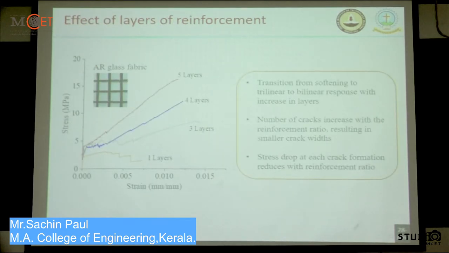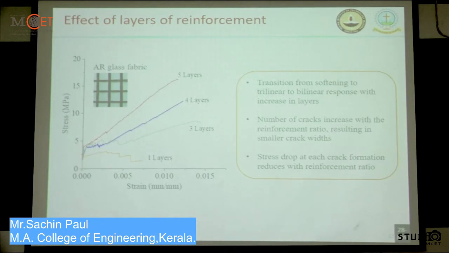The general mechanism, I'm not going through the mechanism again. So the mechanism basically with different reinforcements. What we try to find here is the change in behavior with one layer, three layers, four layers, five layers of textile. With a smaller reinforcement ratio, there is no strain hardening response at all. You actually get a strain softening response.